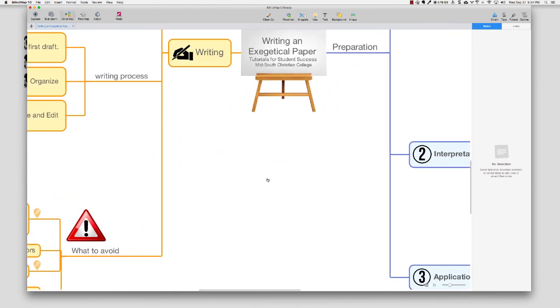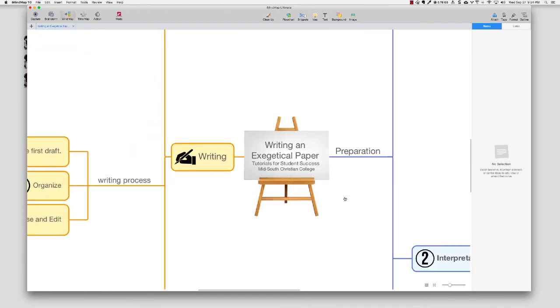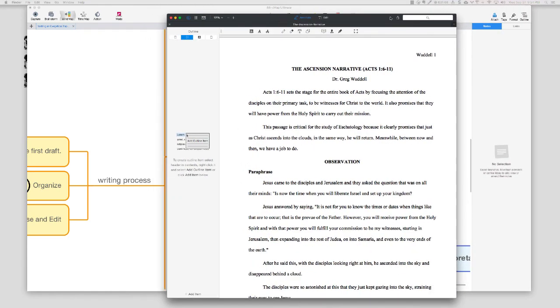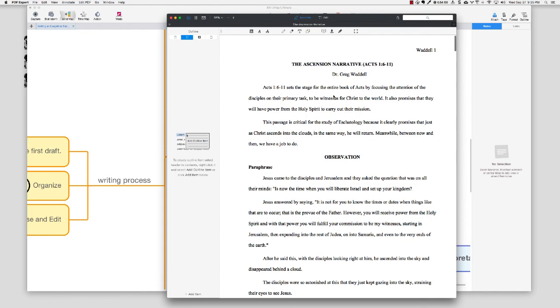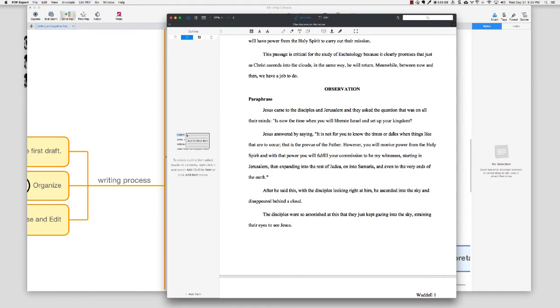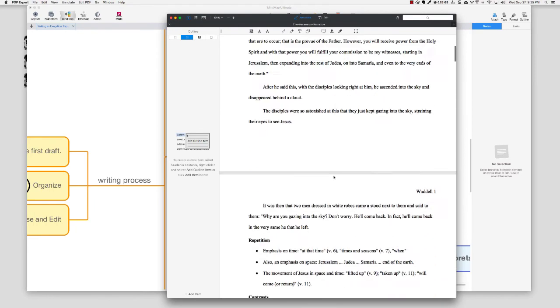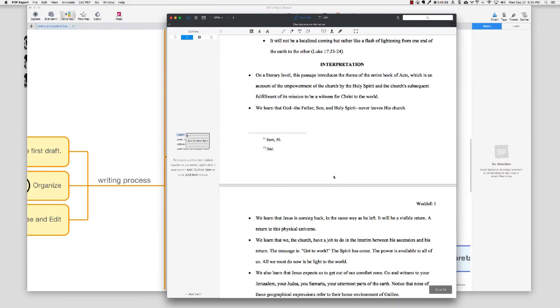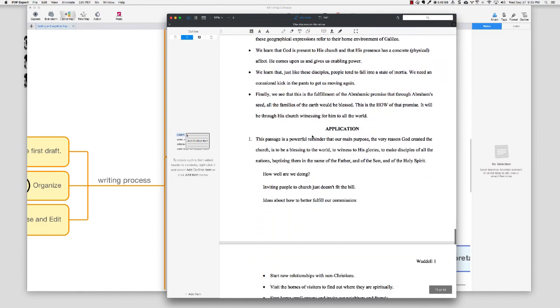Okay, and so I think that does it. That's how you write an exegetical paper. Now, I will provide you, in fact, let me see if I can pull that up, a couple of resources. One is an example of an exegetical paper. So this is one that I wrote. It's a little more extensive than what I really expect of you. But as you can see, it's on the ascension narrative, Acts chapter 1, verses 6 through 11. And has the three sections of observation. And we move on down here. We have interpretation, where I try to identify the principles that were in that text, and then application.